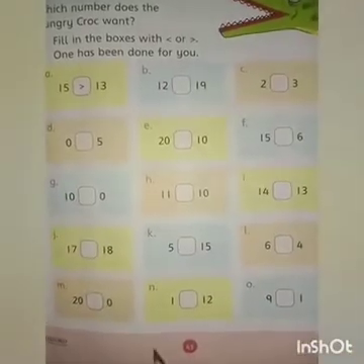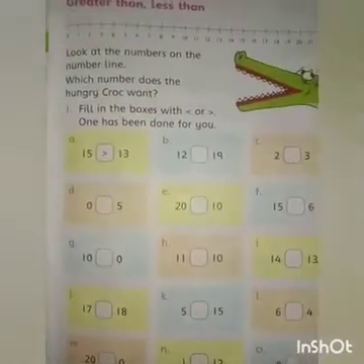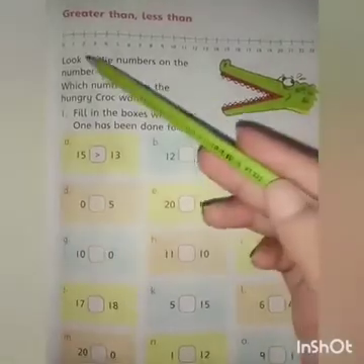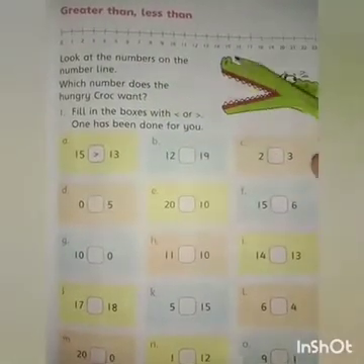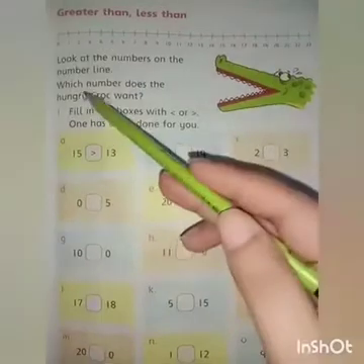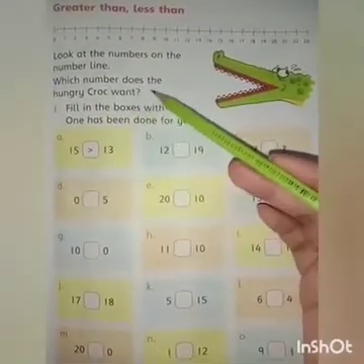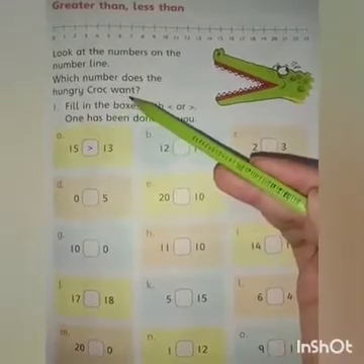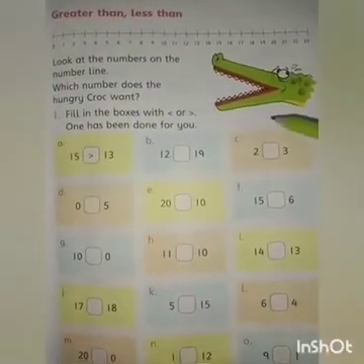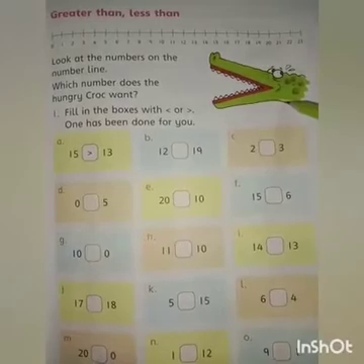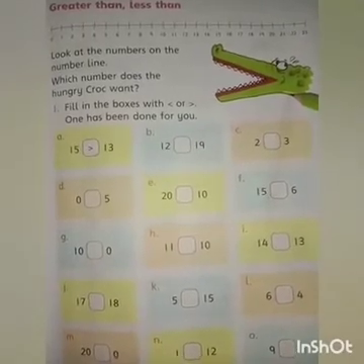Here we have page number 43. On page 43, here we have greater than, less than. Here we have the number line. Look at the numbers on the number line. Which number does the hungry croc want? Students, remember, hungry croc always want the bigger number.